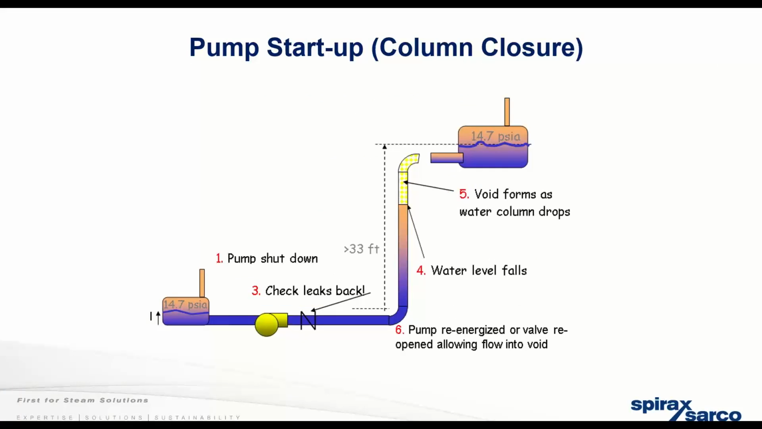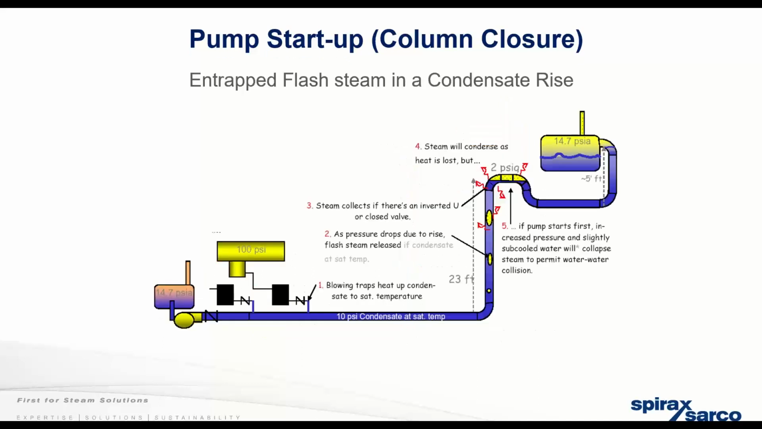So when our pump clicks on and we have a vapor column, typically in a condensate system per se, we're going to get a slug of water. Depending on the force of the pump and all that stuff, we're going to get some banging in the pipes at the first elbow there when we hit that void.